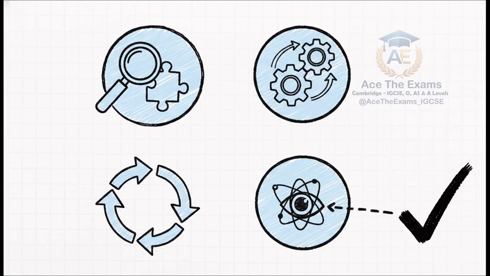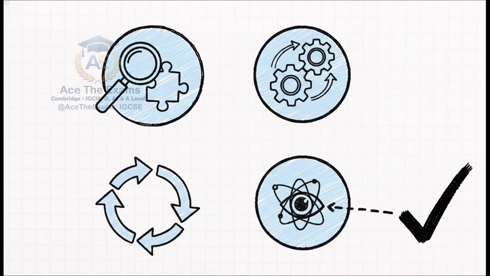Third, use the deconstruct, solve, evaluate loop to catch your own errors before the examiner ever sees them. And finally, maintain contextual logic. Always connect your physics principles back to the specific real-world scenario given in the prompt.